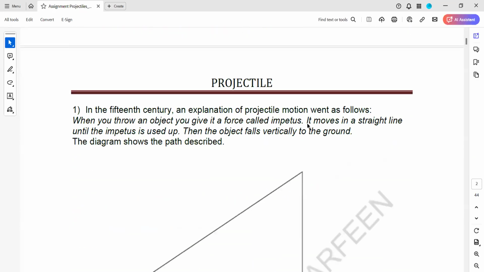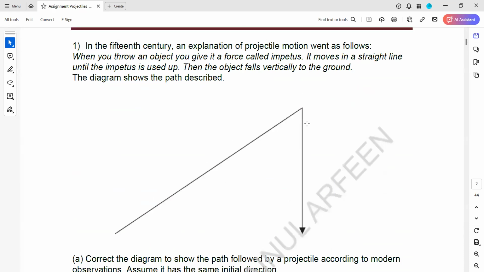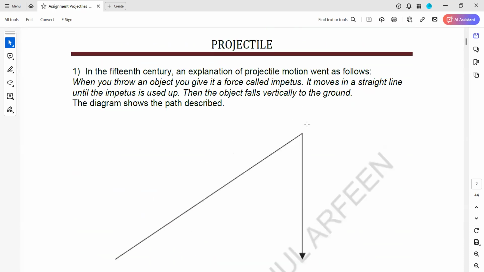So this exercise is related to projectile motion. In the 15th century, an explanation for projectile motion went as follows. Projectile motion was explained using this diagram. When you throw an object, you give it a force which we call impetus. It moves in a straight line until it uses up the impetus and falls to the ground.